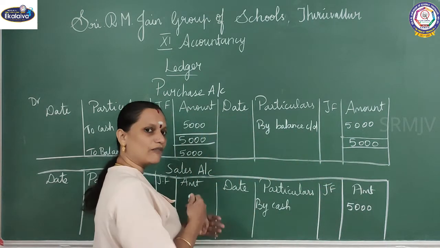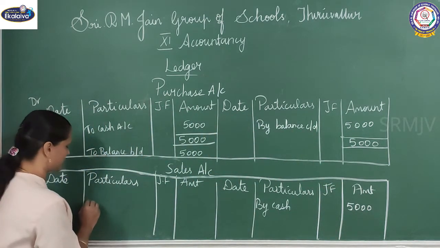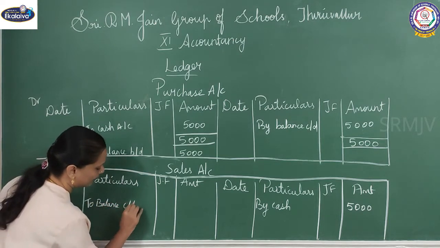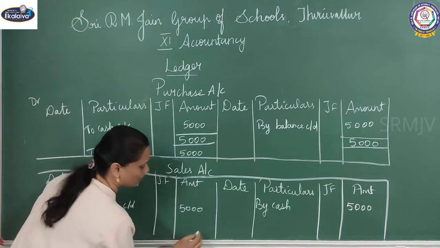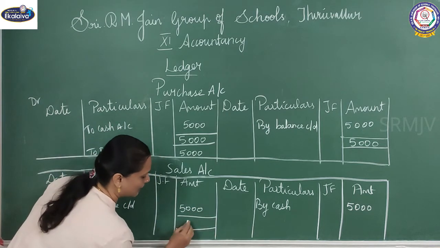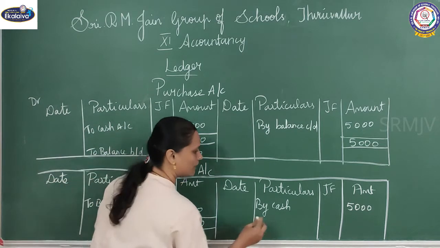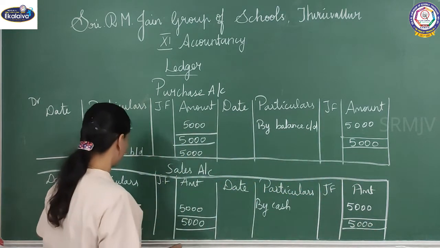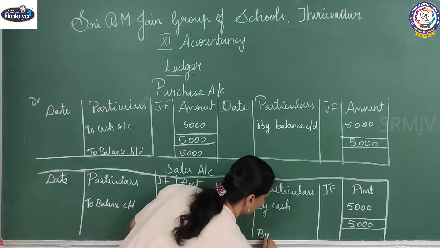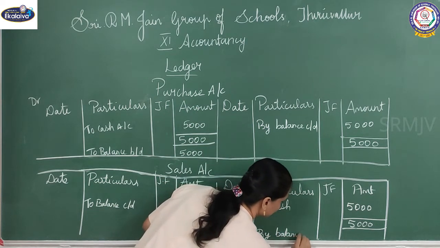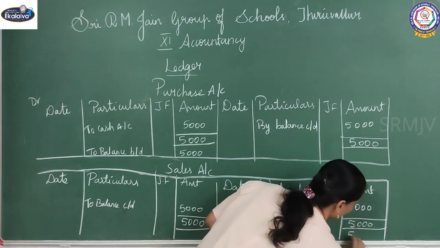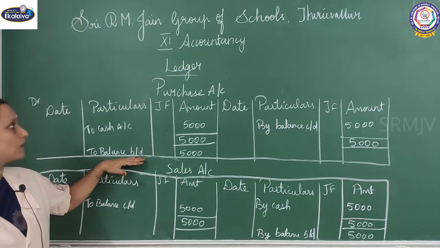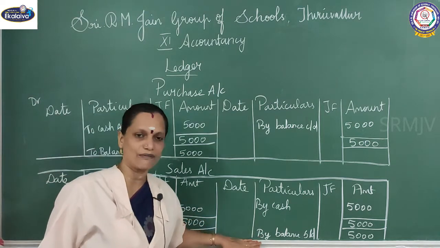Okay, so now we are going to balance the ledger. To balance, carry down 5,000 rupees. Again I am balancing this, so 5,000 rupees, 5,000 rupees. And then I am going to bring it here by balance brought down 5,000 rupees. See children, here we have balance brought down in the debit side, here we have it in the credit side.